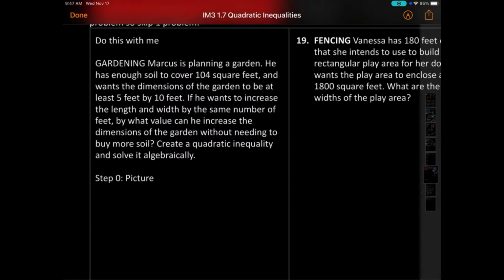Gardening. Marcus is planting a garden. He has enough soil to cover 104 square feet and wants the dimensions of the garden to be at least 5 feet by 10 feet. If he wants to increase the length and width by the same number of feet, by what value can he increase the dimensions of the garden without needing to buy more soil? Create a quadratic inequality and solve it algebraically.